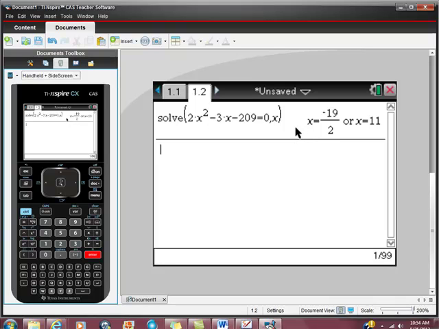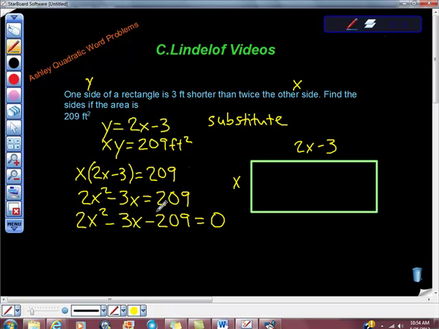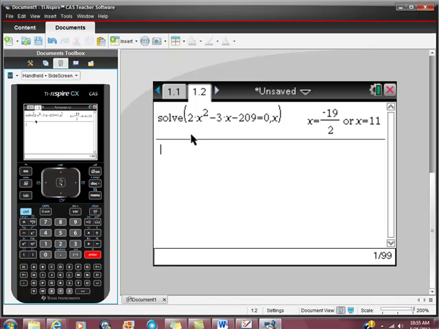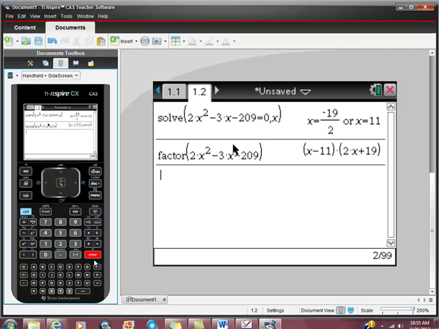Or if you didn't want to do it this way, you can go back and, if you wanted to factor and find it that way, you can also do that on your TI-Nspire CAS. Like we did with solve, we're going to type in factor, and then 2x squared minus 3x minus 209. You don't need the equals 0 or in terms of x because you're not solving, you're just factoring this part of the equation. You can hit enter, and these are the answers that you're given.